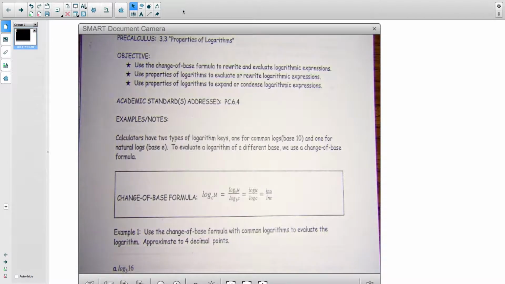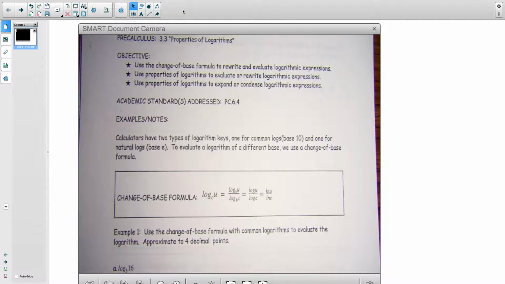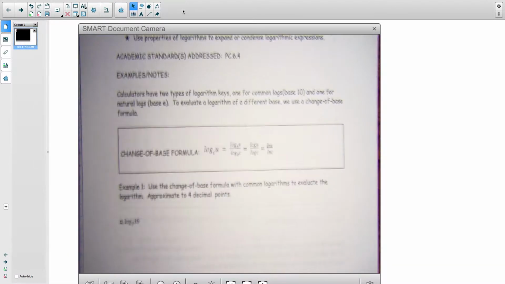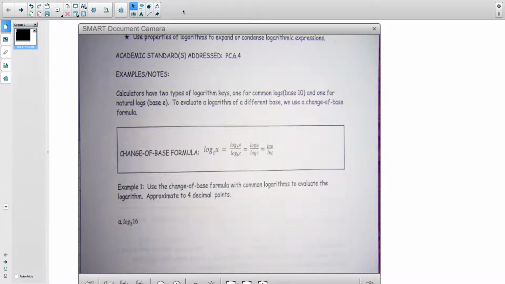So first thing is, we talked yesterday about how you can only use this calculator to find the value of a logarithm if it's a base 10 or if it's a base e. Okay, we talked about that. Well, there's this really nice formula here that if you're going to use, you have to memorize, because I'm not going to give it to you, that allows us to use the calculator.